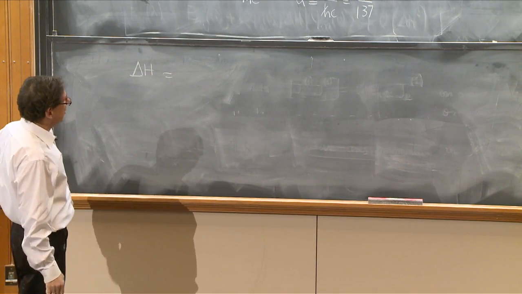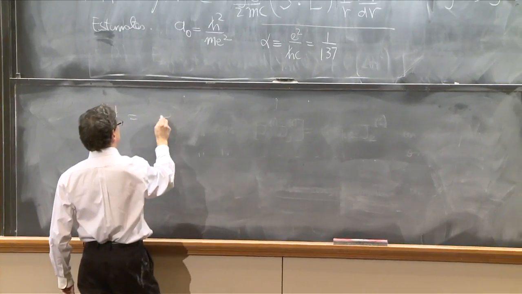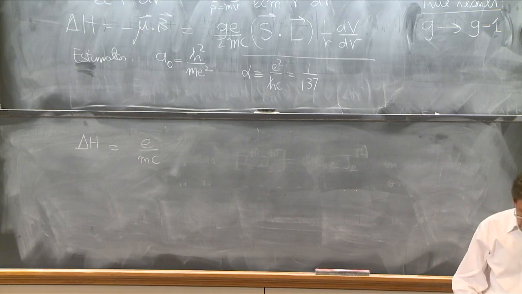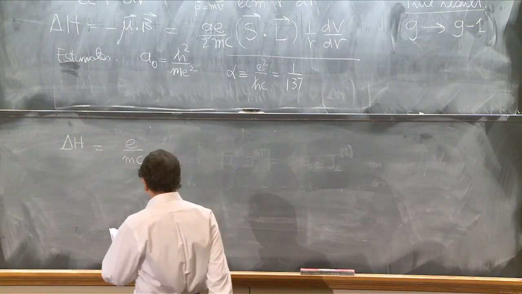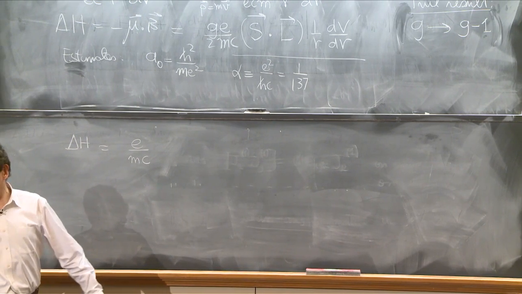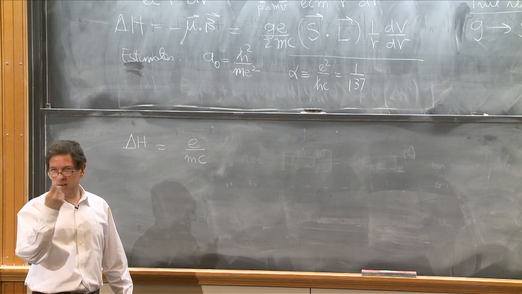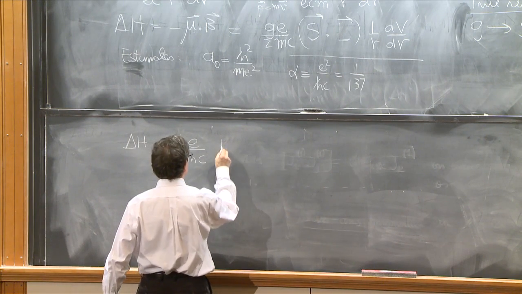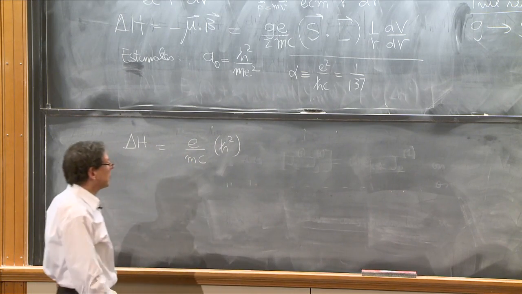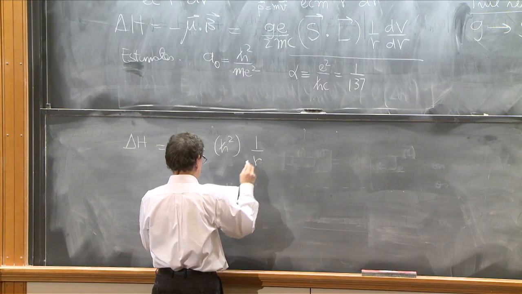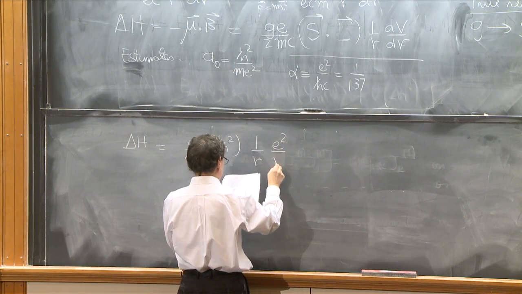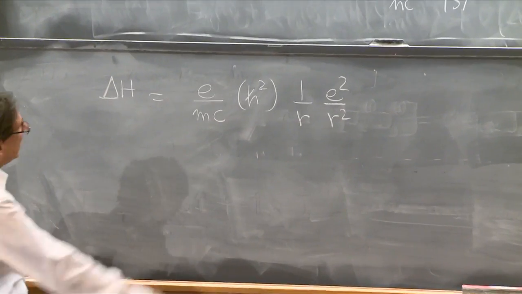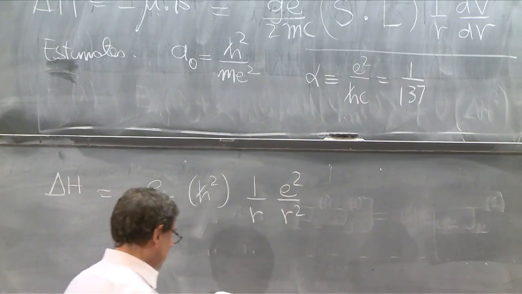Well, g, we won't worry. 2, 1, doesn't matter. e, m, c. So far, that is kind of simple. Then we have S dot L. Well, how do I estimate S dot L? I don't do too much. S spin is multiples of h bar. L for an atomic state will be 1, 2, 3, so multiples of h bar, so h bar squared. That's it for S dot L. 1/r is 1/r. dV/dr is e squared over r squared, and that's it. But here, instead of r, I should put the typical length of the hydrogen atom, which is a0. So what do I get?